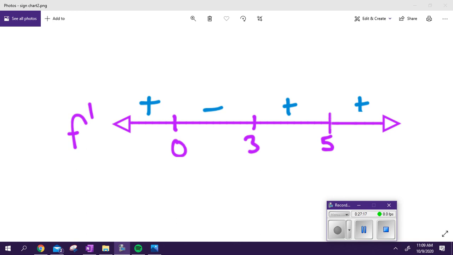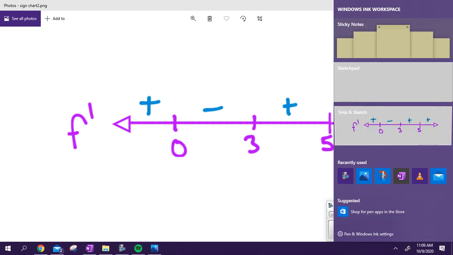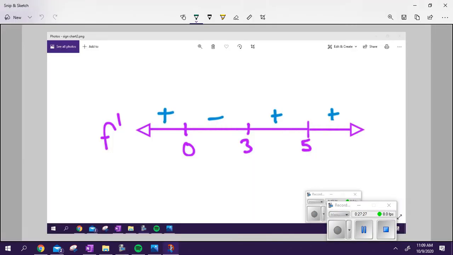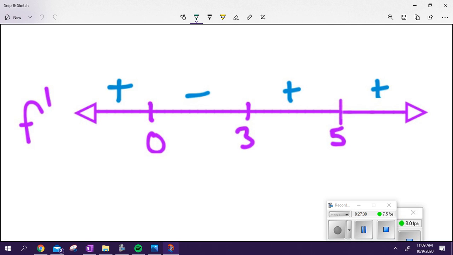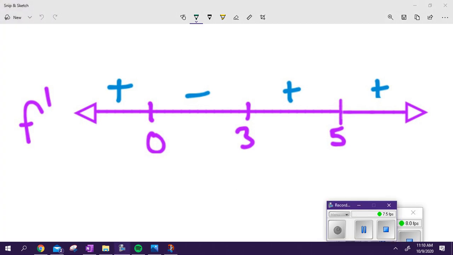F prime. Looking at that number line right there. Determine how many extrema this graph has. How many extrema does it have? Talk with your neighbor. Show me with your finger how many extrema this graph has. The answer is 2.